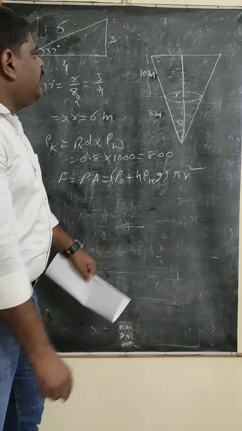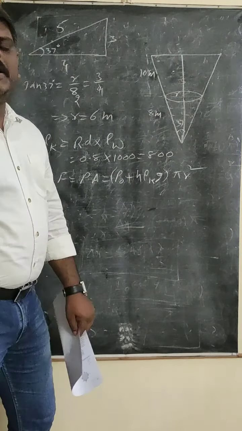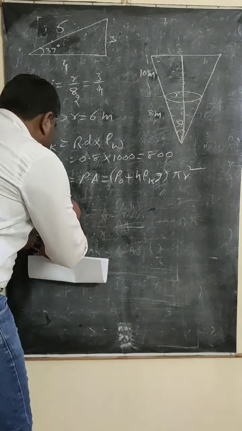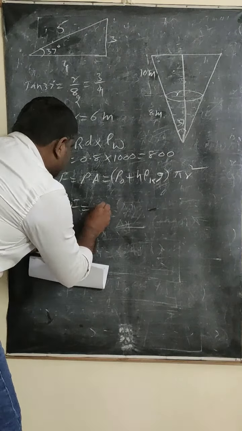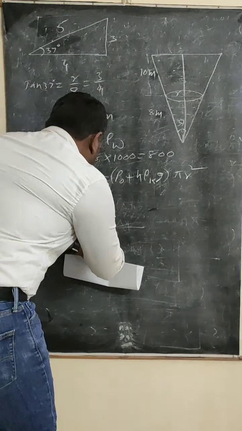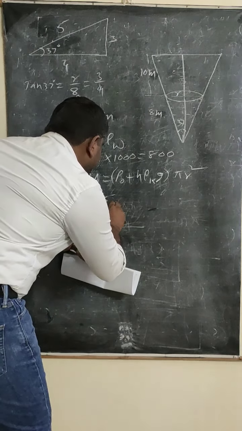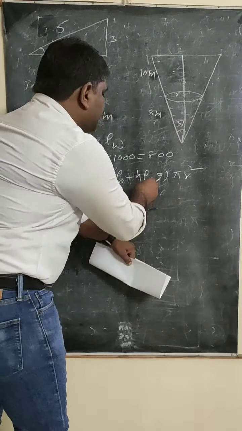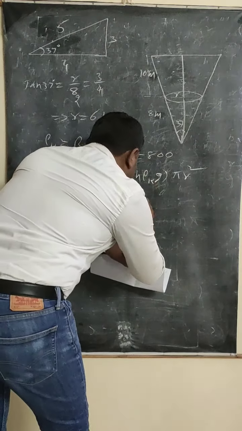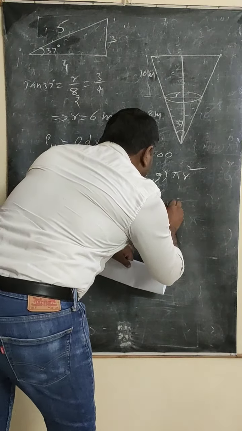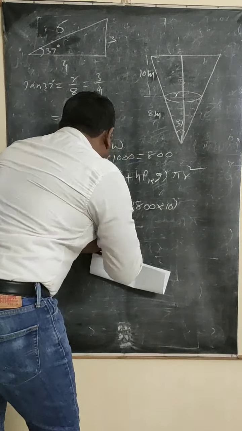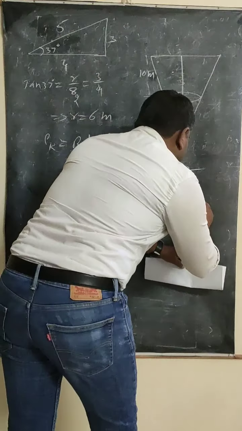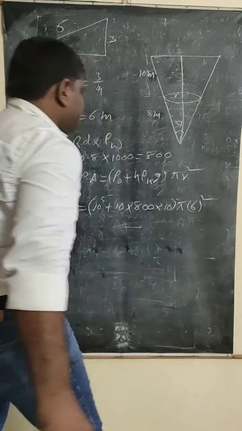This rho K represents the density of the kerosene, which we have just calculated. H means the height of the liquid column, the kerosene column, which is given as 10 meters. Go on, substitute the values here. F is equal to P naught, which is given as 10 to the power of 5, plus H value 10 into rho K, the density of kerosene, 800, into G value 10, into pi into r square, which is 6 square.